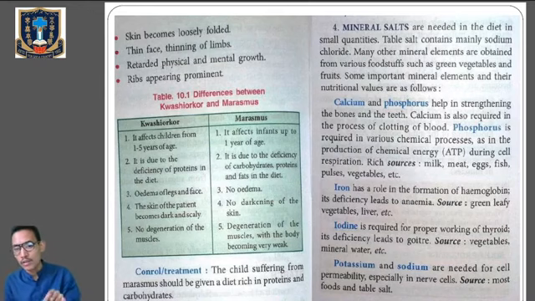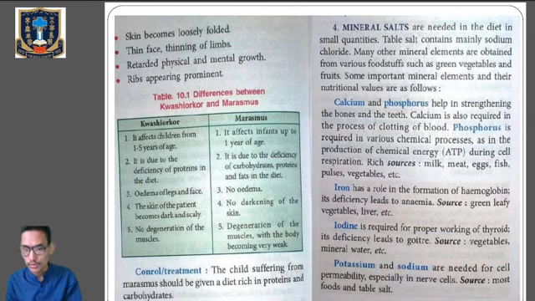So for this blood clotting, calcium is essential. Phosphorus is also required for various chemical processes, like it's the source of ATP, energy, adenosine triphosphate, during cell respiration. Rich sources are milk, meat, egg, fish, pulses, and vegetables, which are the sources of these minerals, calcium and phosphorus.